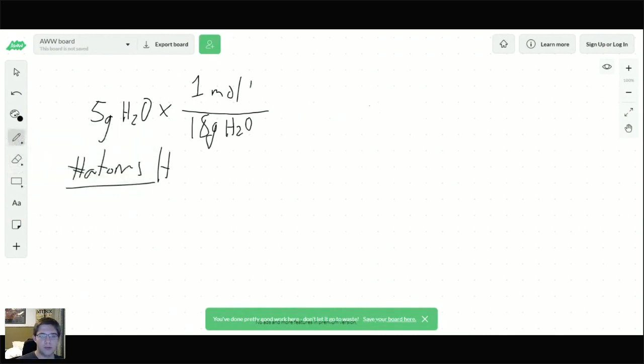So now what we want to do is convert from this moles of H2O to moles of hydrogen. So we put moles of H2O on the bottom, because we want these units to cancel out. So how many moles of hydrogen are there in 1 mole of water? Just give me that number. Is it 1, 2, 5, 7, 11? The answer is 2. Perfect.